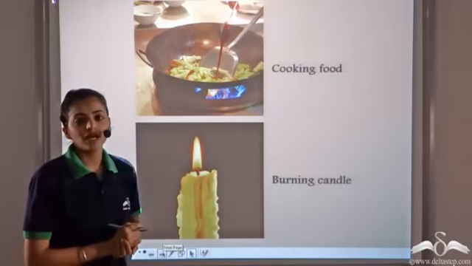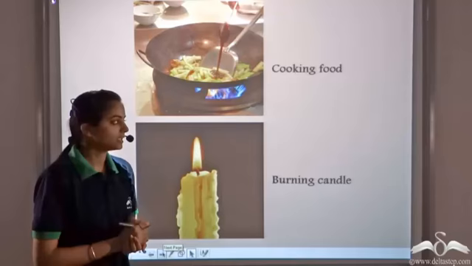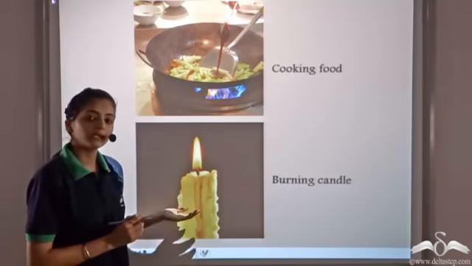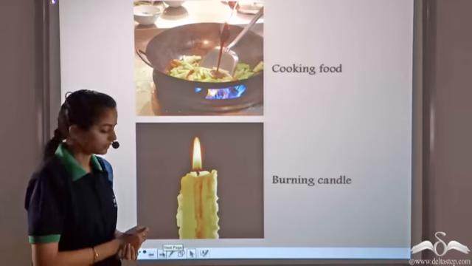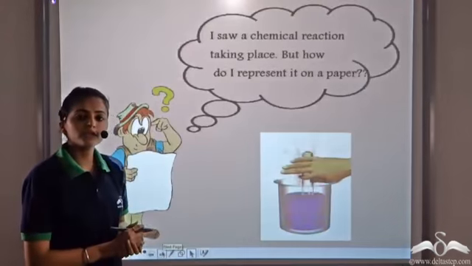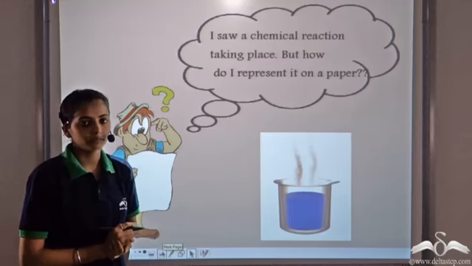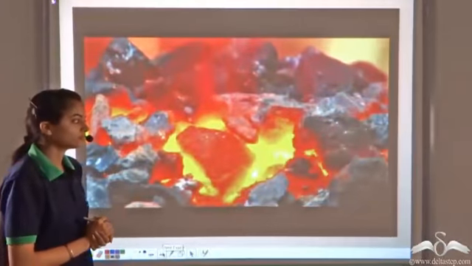A lot of chemical reactions take place around us every day. Like cooking of food, it's a chemical reaction. Burning candle, it's a chemical reaction. Now, if you see a chemical reaction taking place, how do you represent it on paper? Say, you must have seen burning of coal.